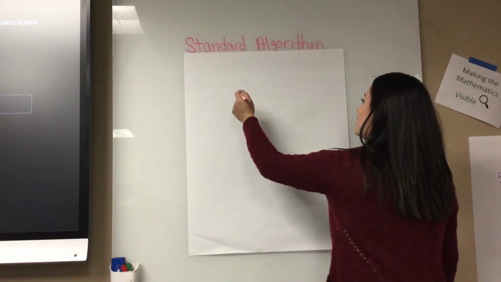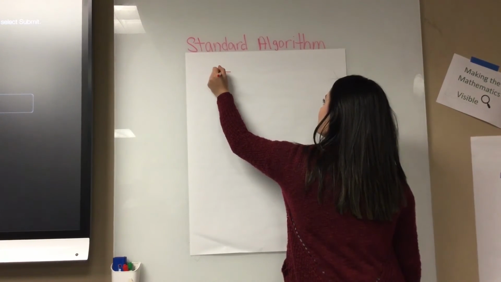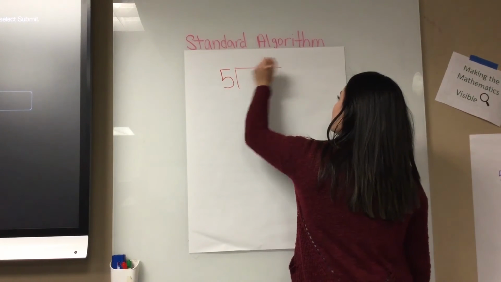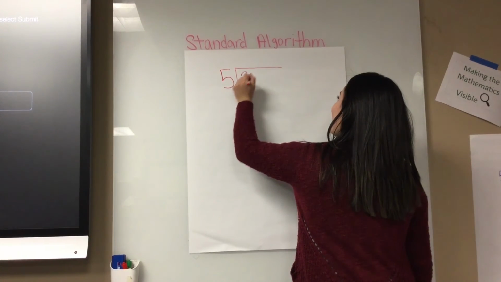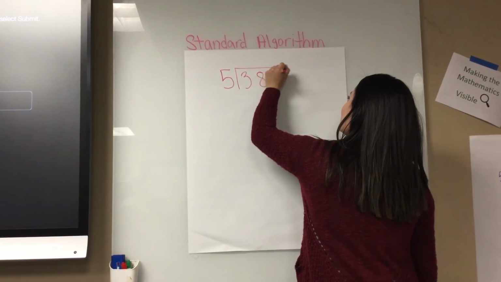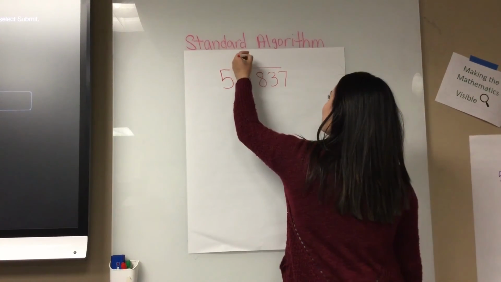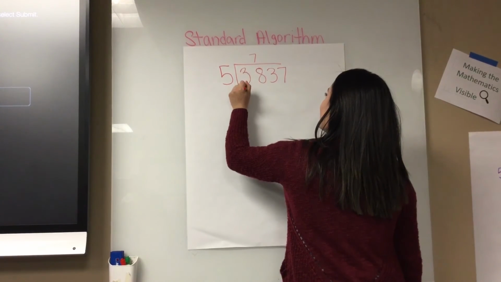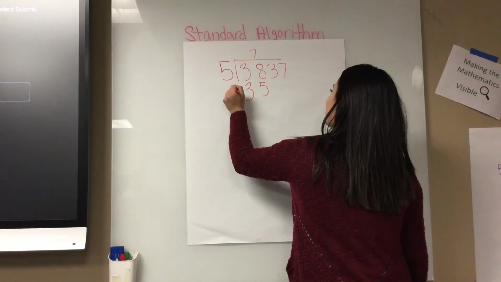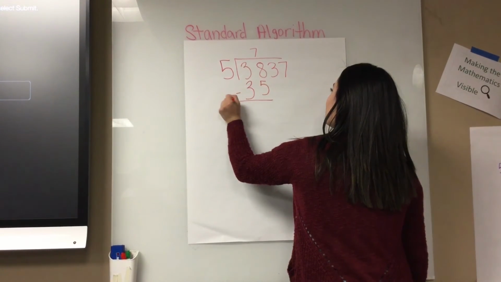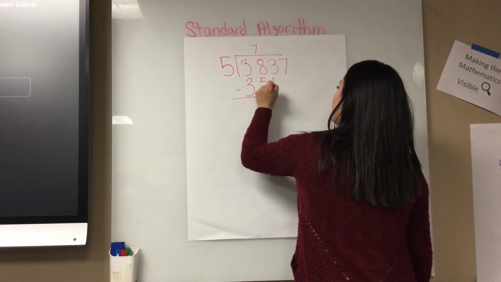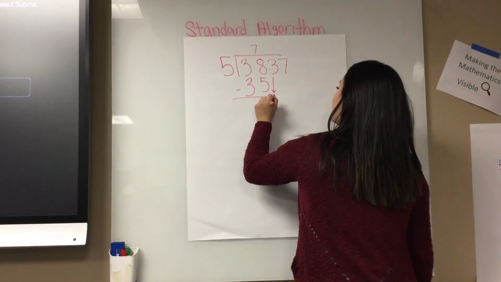The next one is standard division. So we'll do 5 outside of our box, and inside of our box is 3,837. So first we see what can fit into 38, and we see 5 times 7 equals 35. So we'll do 38 minus 35. The 8 minus 5 is 3, and our 3's will cancel out. So we'll bring down our 3 on our right side and make that into 33.